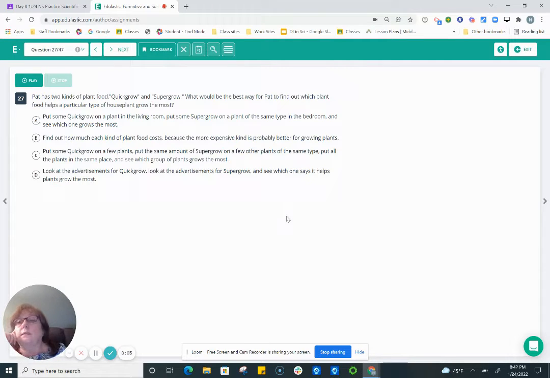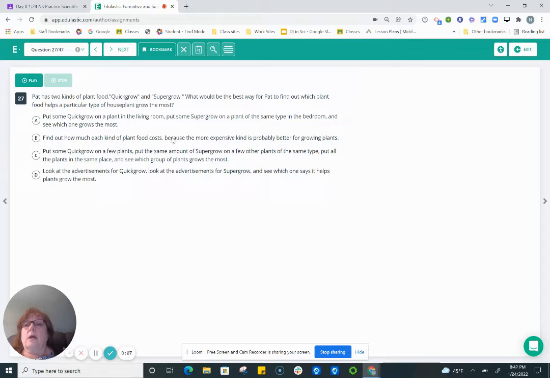Okay, number 27. Pat has two kinds of plant food, quick grow and super grow. What would be the best way for Pat to find out which plant food helps a particular type of house plant grow the most? Put some quick grow on a plant in the living room, put some super grow on a plant of the same type in the bedroom, and see which one grows the most.